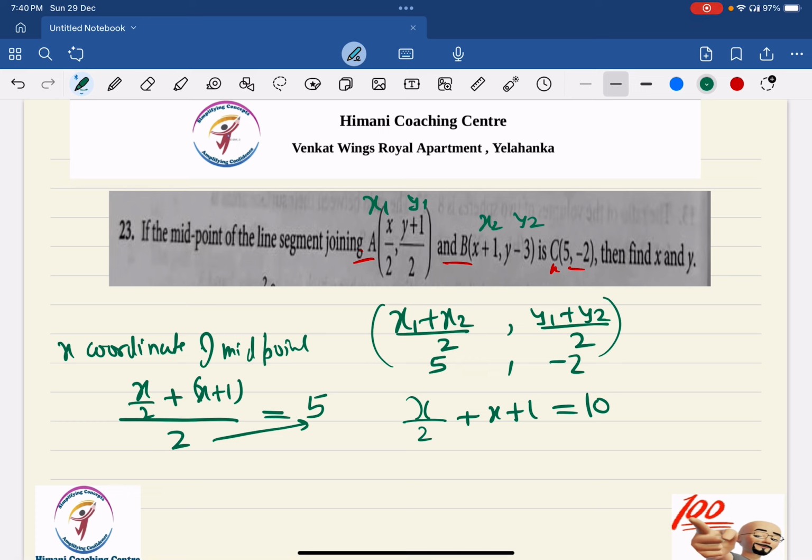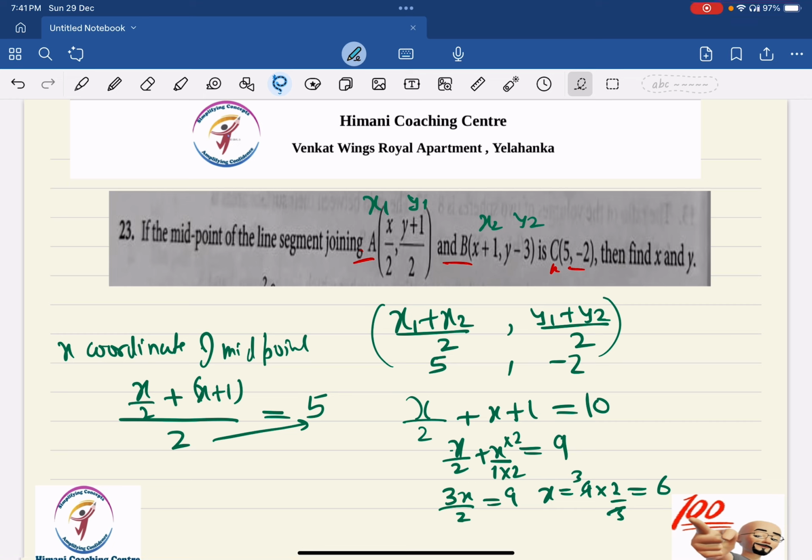Or we get x/2 + x = 10 - 1, which is 9. Now we can do LCM, into 2 here and into 2 here. So 2x + x, 3x/2 = 9, or x = 9 × 2/3. So x is 6. So from here we have got x as 6. Now let us look at the y coordinate.